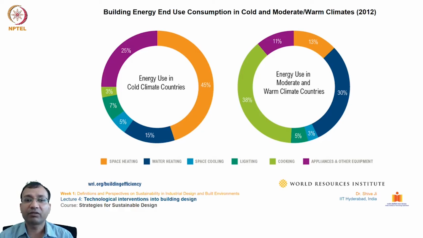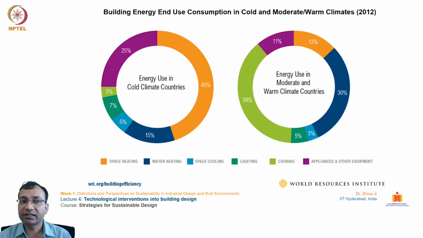Okay, 11% is required for appliances and other equipment, and 5% is for lighting. So I think lighting remains more or less closer to each other in both of the contexts, from 5% to 7%. Space cooling is also relatively lower in both of these, from 3% to 5%.